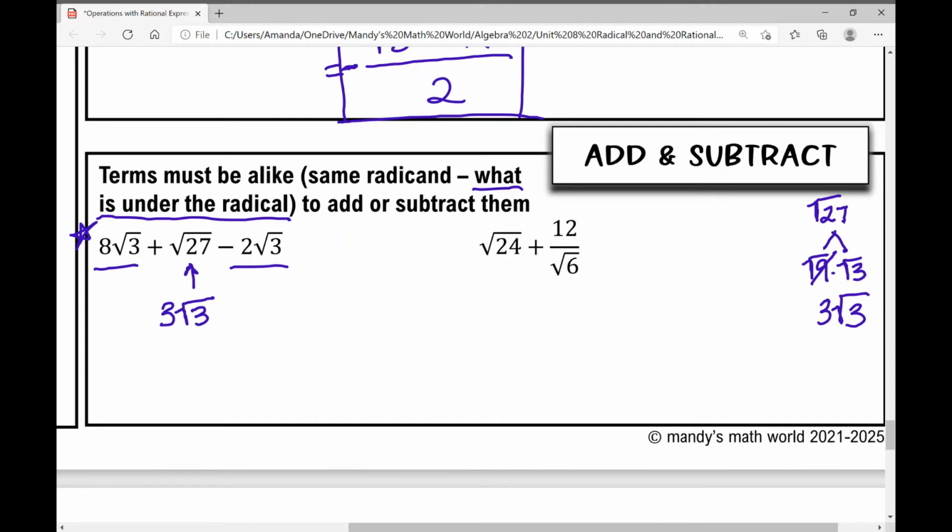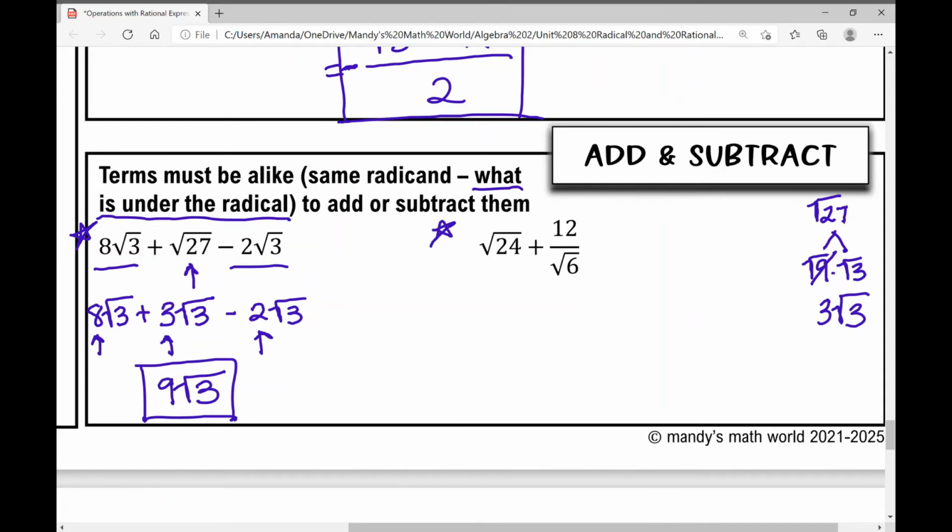So now when I rewrite this whole expression, 8 root 3 plus 3 root 3 minus 2 root 3. And now all of these are like terms, so I can combine them all. 8 plus 3 is 11, and 11 minus 2 is 9. So 9 root 3. That's your answer. Let's move on to this next one over here.